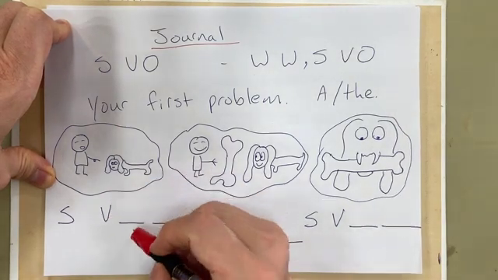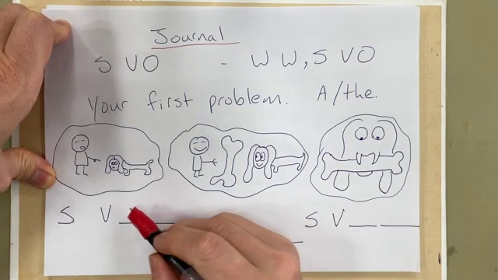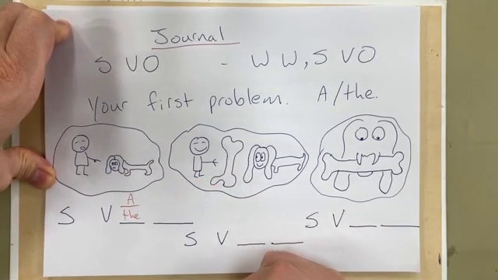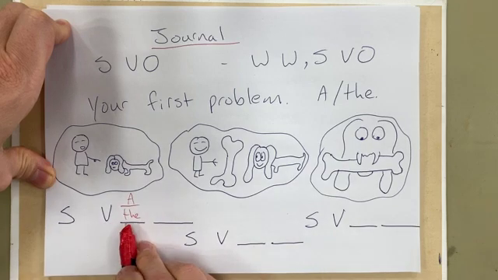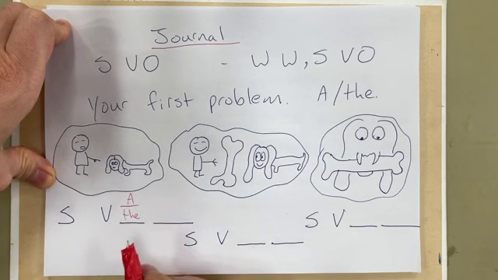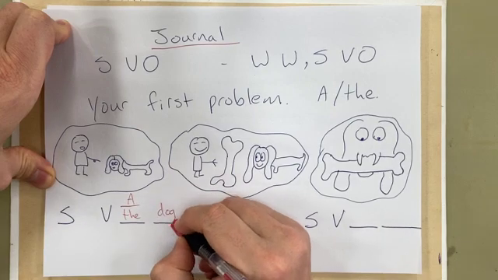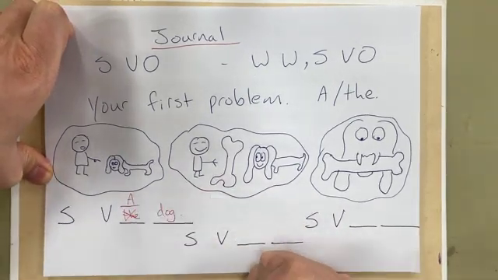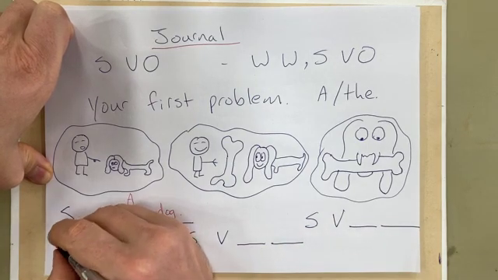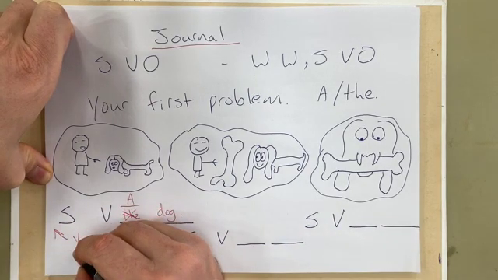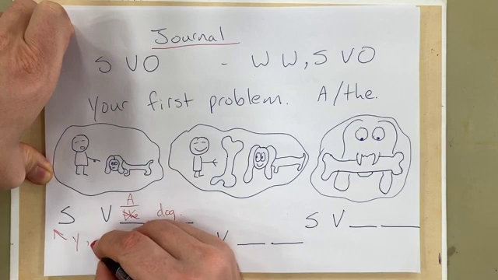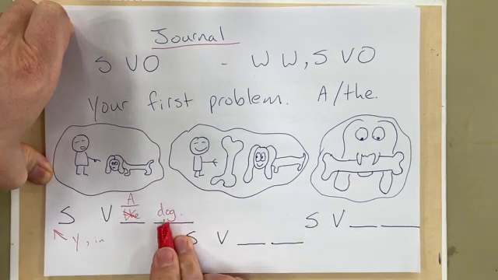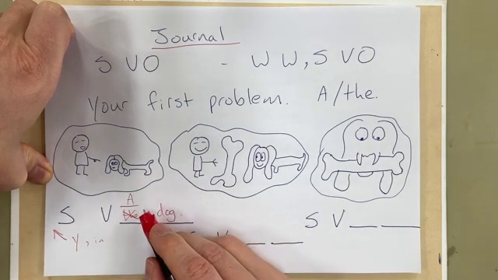Now, is it a dog or the dog? Is it a or is it the? I saw the dog. No, I saw a dog. Why? Because we don't know this dog. Now, you could start here and say, yesterday in the park, I saw a dog. So we don't know this dog, right?